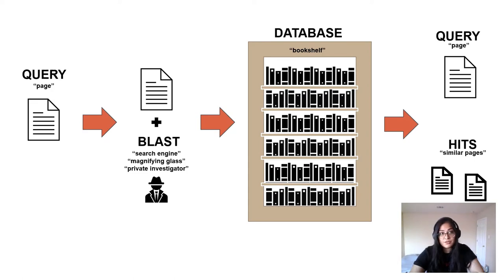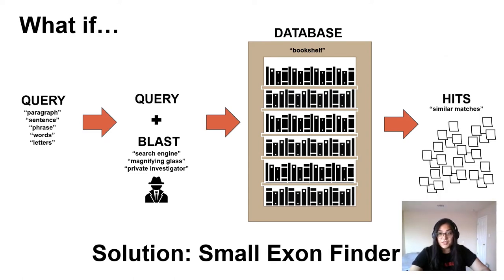So let's think maybe you weren't given a whole page to look through this database. Let's say you were given a couple words, some letters. In the case of gene annotating, what if the exon you're trying to find is only 3 amino acids long? Using BLAST might give you too many hits, and several of those hits may have high E values. So the solution to this problem is using the Small Exon Finder, so that way it limits the amount of places you have to look on that actual database.